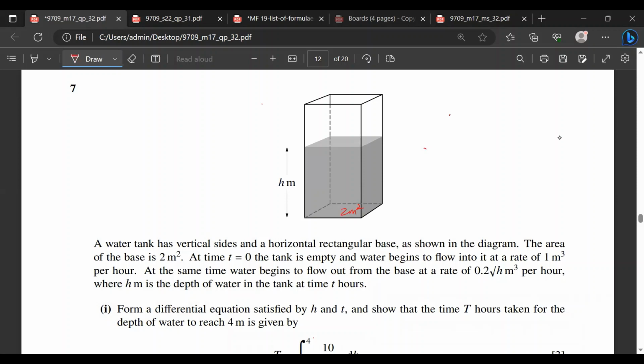At time t equals 0, the tank is empty. Means when time is equal to 0, there is no height, there's no volume. And water begins to flow into the tank at a rate of 1 meter cube per hour. So inflow is 1 meter cube per hour.